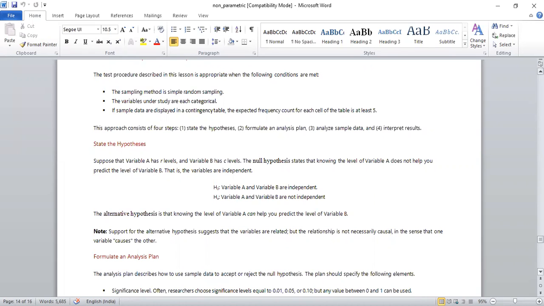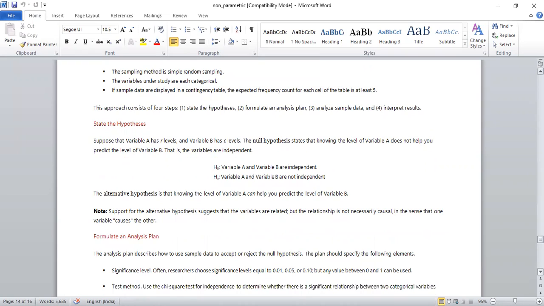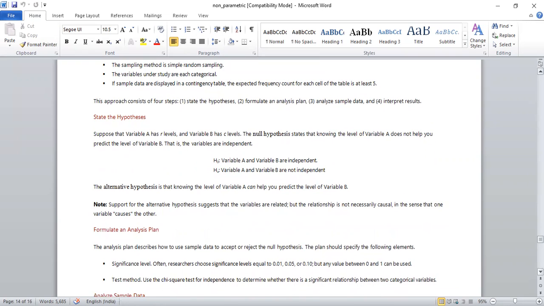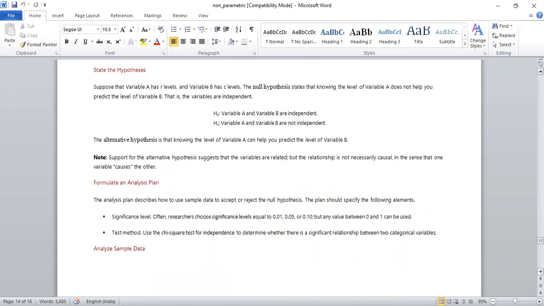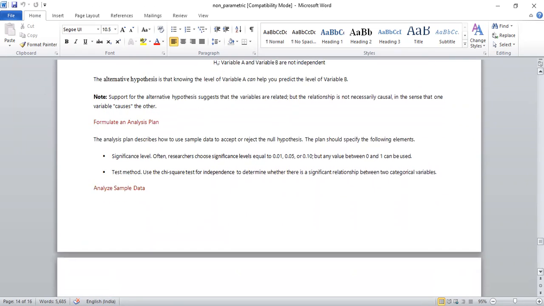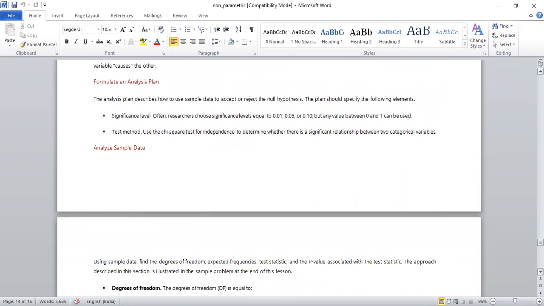Now come to the part where we need to learn how to formulate an analysis plan. The analysis plan describes how to use sample data to accept or reject the null hypothesis. You have to specify two elements here. First, your significance level. Second is your test method.